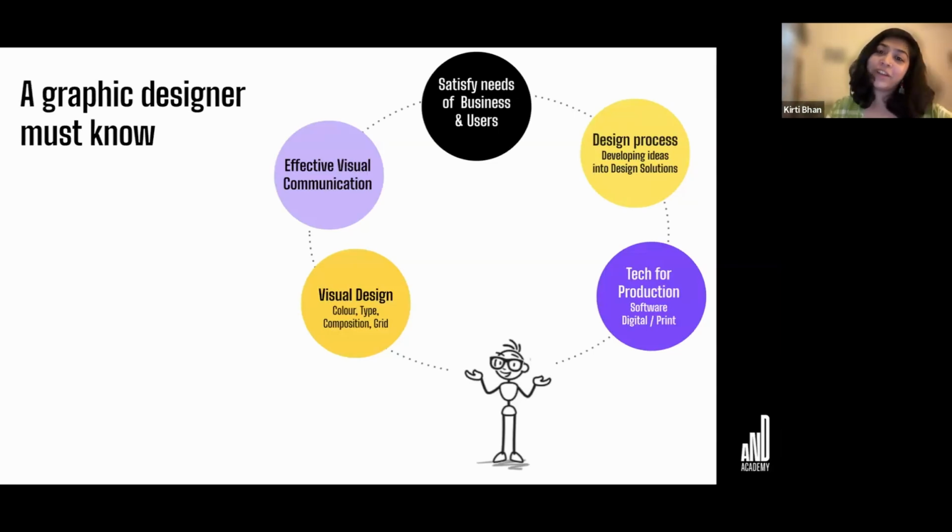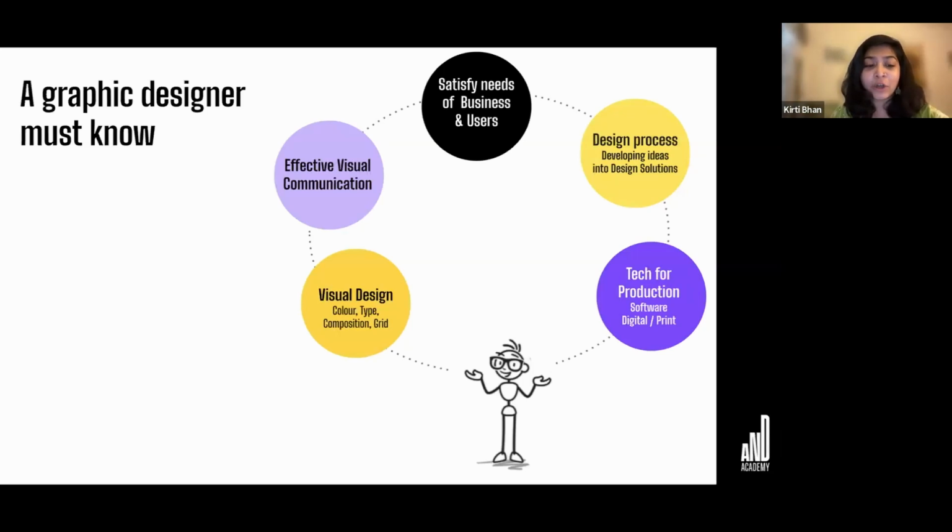Moving from here, when we are understanding the businesses and users, we are also thinking about effective visual communication. We are also having an understanding of visual design systems. But everything is possible when we go through a nice, solid, and structured design process, which is developing ideas into design solutions.